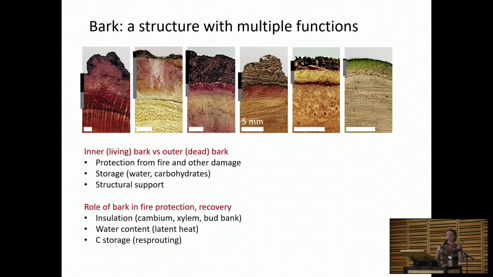Fire tolerance can be via a number of different mechanisms. The obvious one is insulation, and potentially outer bark might play a bigger role in this, protecting the cambium from being destroyed, but also the xylem from catastrophic embolism and the bud bank from being killed off. The water content of the bark through its latent heat can also help with insulation. And potentially the carbohydrates stored in the inner bark might aid in recovery after damage.